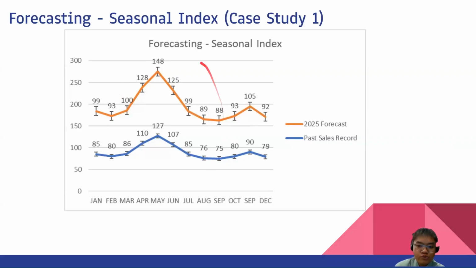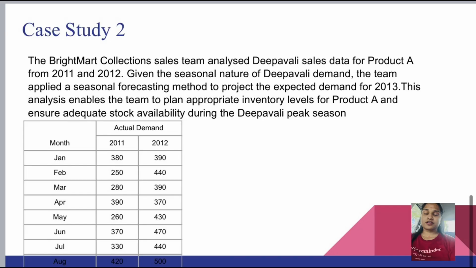These are the two graphs that we plotted. As you can see, the graph in blue color is the past sales record, and the graph in orange color is the 2025 forecast. These two graphs have a similar shape. The only difference is the value for each month. Next, we go for case study 2.